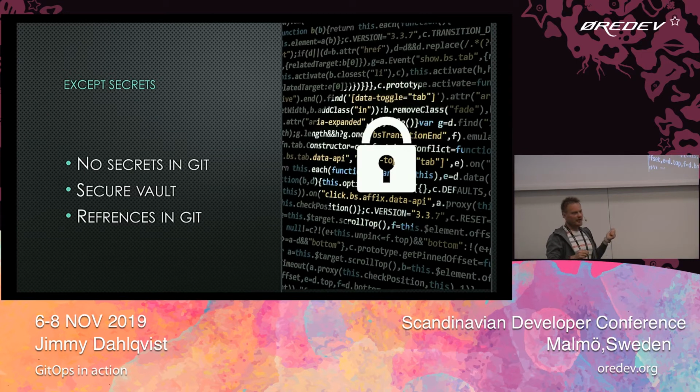What you use is a secure vault, like HashiCorp Vault, Amazon Parameter Store, or whatever you like to use. And in Git, you just put your references to that secret, so you know what secret to pull. And of course, you put that in configuration files, so you could have different secrets for development, for production, and for QA.